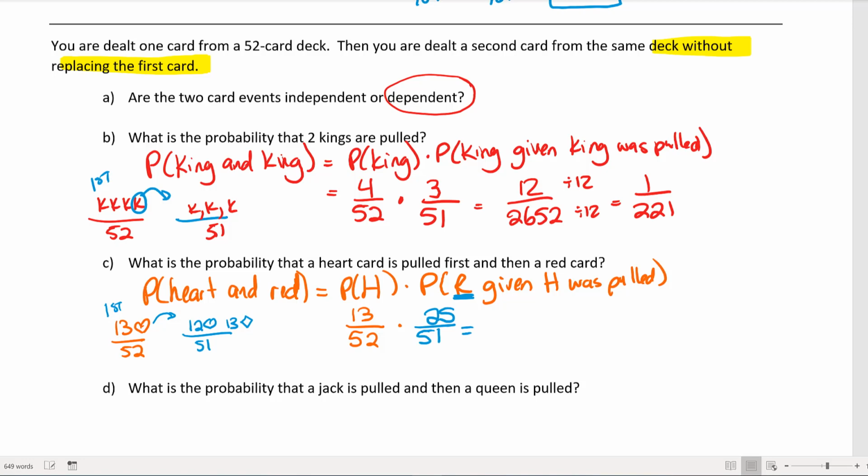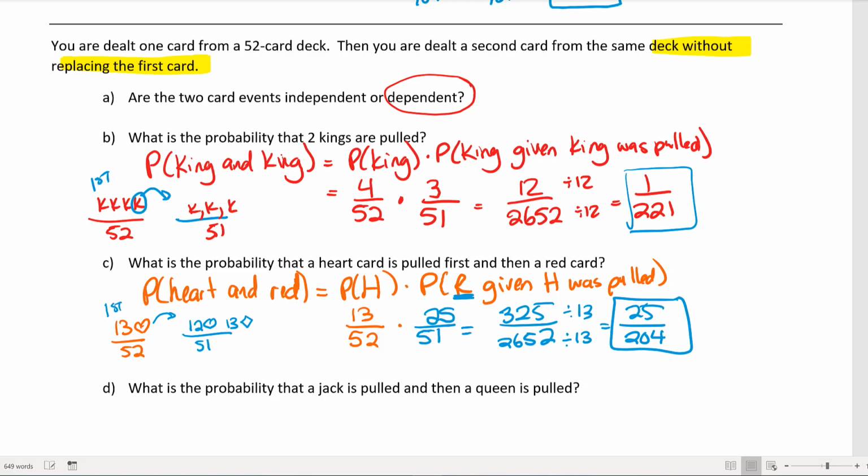When I multiply these, I'm getting 325 in the numerator, 2,652 in the denominator. When I divide by 13 in the numerator and denominator, that gets me 25 out of 204, which is my answer. Cannot be reduced anymore.